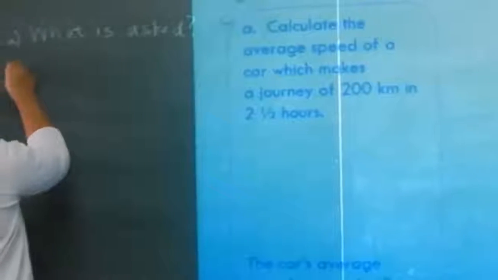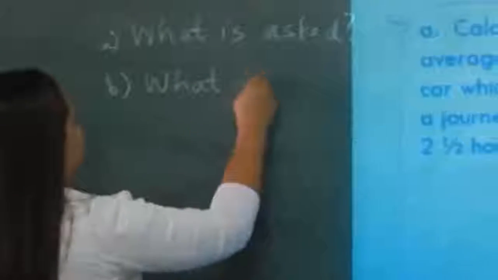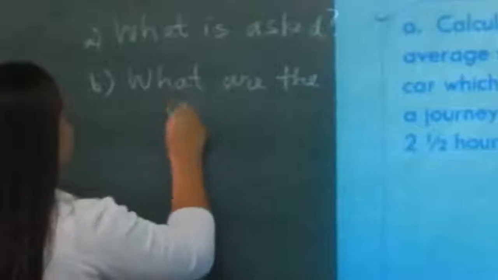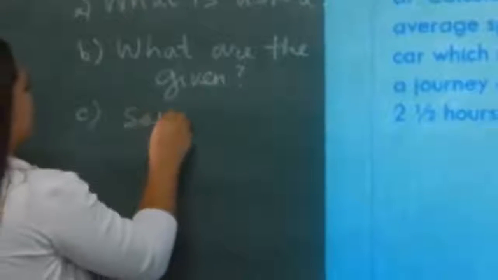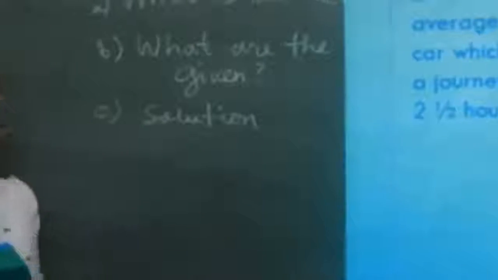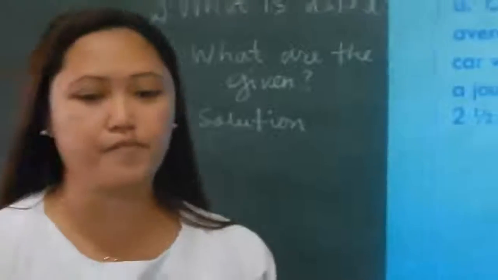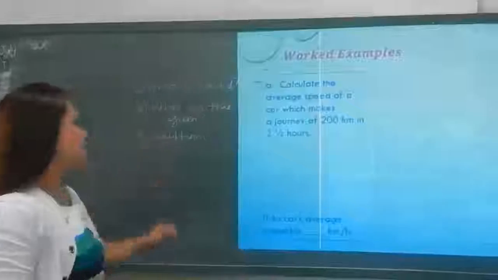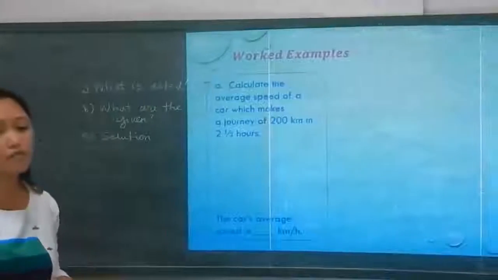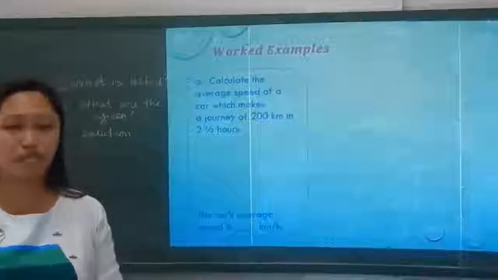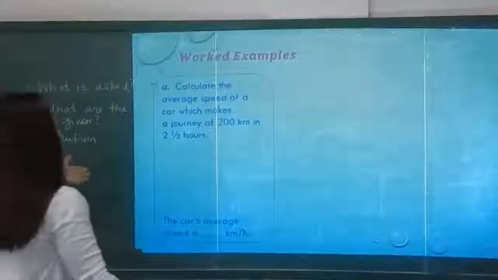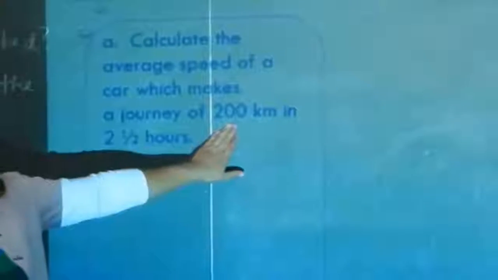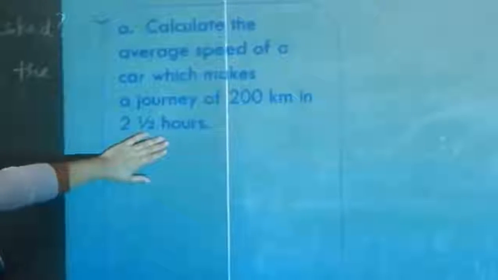This is the first one. Second one, you have to know what are the given. And the third one, you're going to show your solution. So in this case, what is asked in the problem? The problem is asking us the average speed of a car. Now, what are the given? The given are the distance, which is 200 kilometers, and the time, which is 2.5 hours.